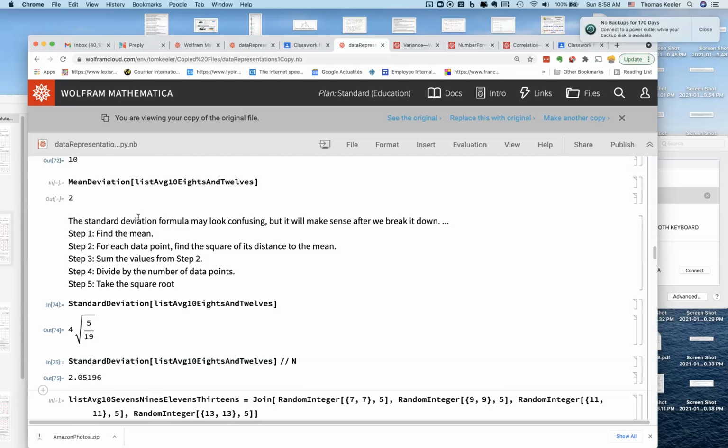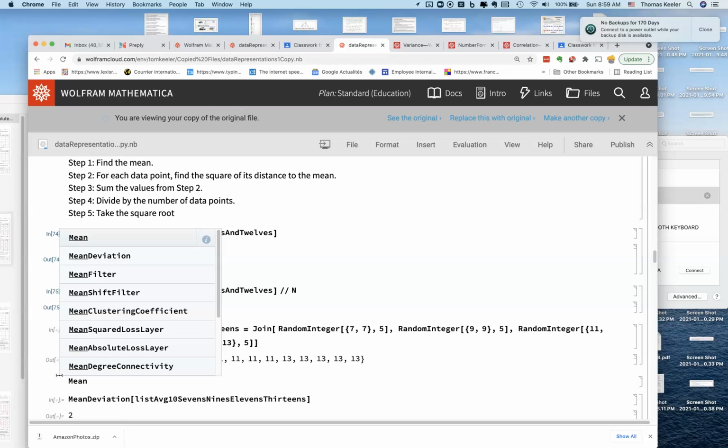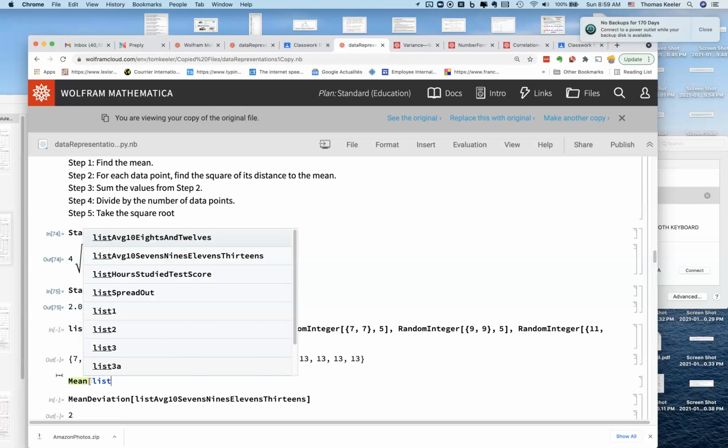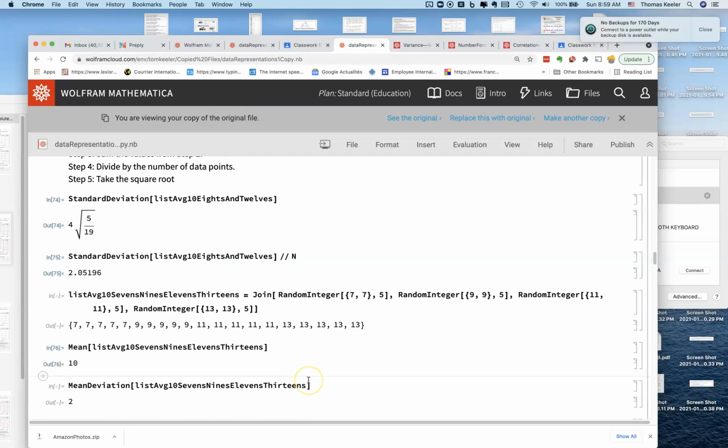But what if we change? We're going to change this list, right? So we're going to say what's going to happen if the new list has instead of all 8s, it has 7s and 9s and 11s and 13s. Okay? So it has that. So when we look at the mean, and it's our list average of 7s, 9s, 11s, 13s, well, we expect the mean to be the same, right? The mean, the average is still 10.